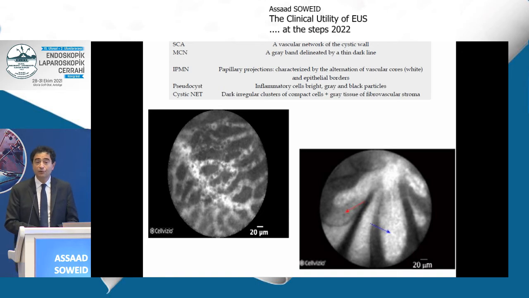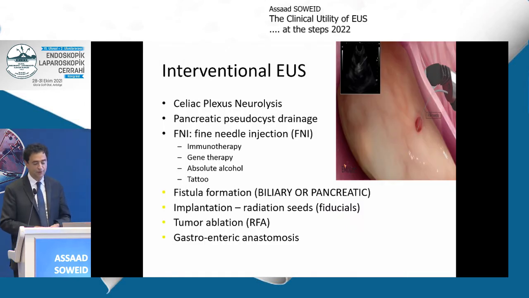And depending on the pattern of the cells, at least in cystic lesions, you can determine if it's a serous cystadenoma, MCN, mucinous cystic neoplasm, IPMN, pseudocyst, or even a cystic neuroendocrine tumor. Unfortunately, the inter-observer agreement is still not very high. It's a learning curve, but it's one technique of looking microscopically in vivo, using the endoscope and the EUS scope at the mucosa of a cyst or even solid lesions to help us determine the nature of this lesion.